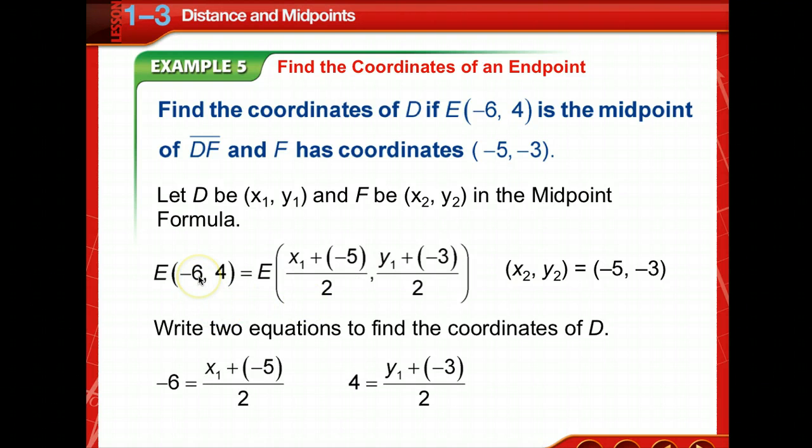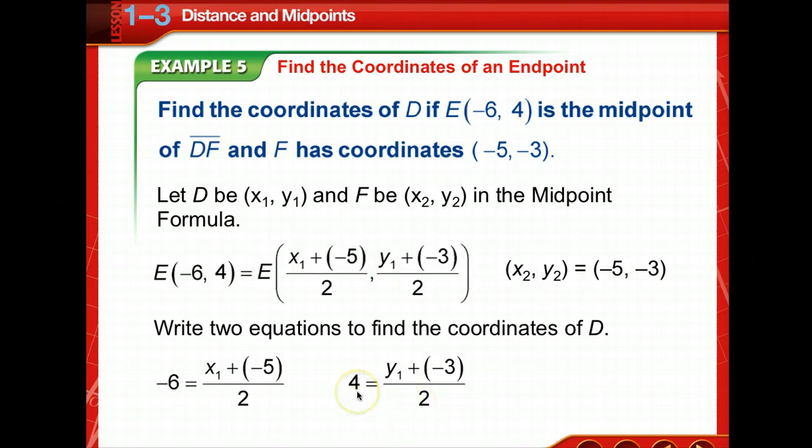So since the midpoint x value is negative 6, I'm going to put it over here. So instead of saying m is equal to something, I know that negative 6 is equal, and we're trying to find the point 1 for x. So that's why x sub 1 is holding our spot, plus negative 5, that's one of the endpoints, divided by 2. Then to find our y value, we know that the midpoint y value is 4, and that's equal to whatever point 1 is we're trying to find, plus a negative 3 divided by 2.